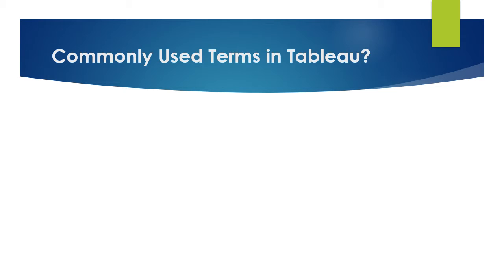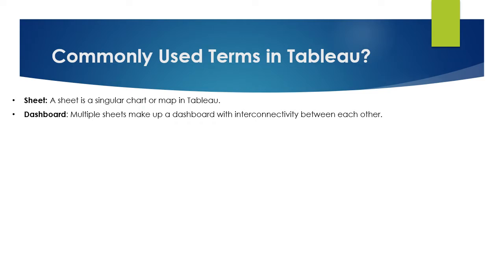In this lecture, we will be covering the commonly used terms in Tableau, as well as the terms that we'll be using throughout the course. Number 1, sheet. A sheet is a singular chart or map in Tableau. Dashboards are multiple sheets that make up a dashboard with interconnectivity between each other. So a sheet is basically one chart, dashboards are multiple sheets.